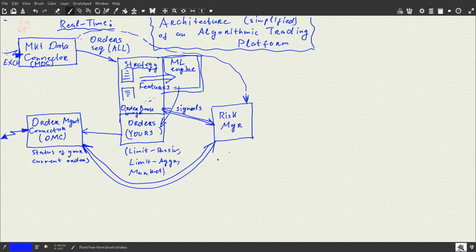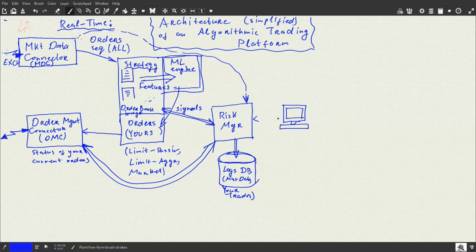connector. And this risk manager is associated with some kind of database in which all significant info is stored, in particular all logs regarding market data, your trades, and so on, so that offline analysis of your trading strategy performance and the decisions made by the strategy can be made. To the risk manager is typically connected the trading terminal, which allows a trader to monitor and possibly manually intervene in your trading strategy operations.